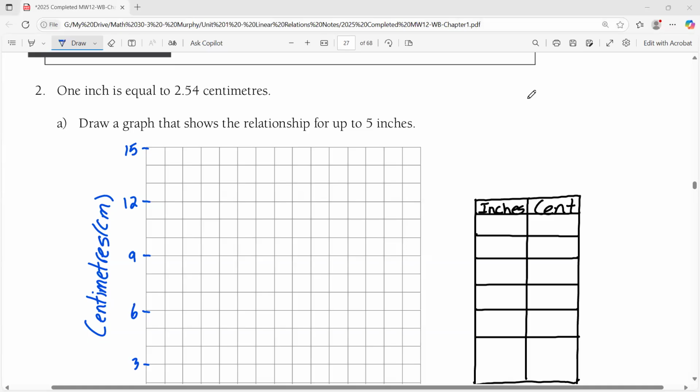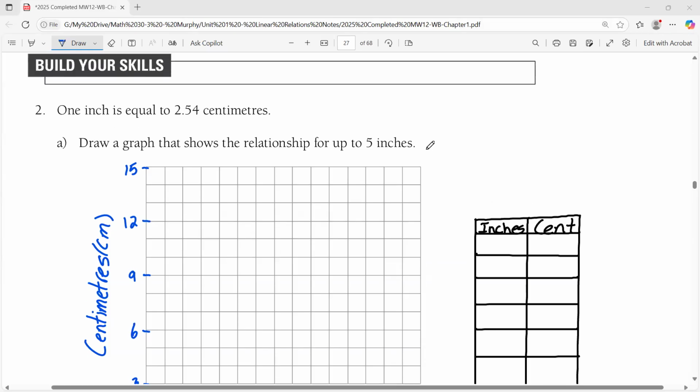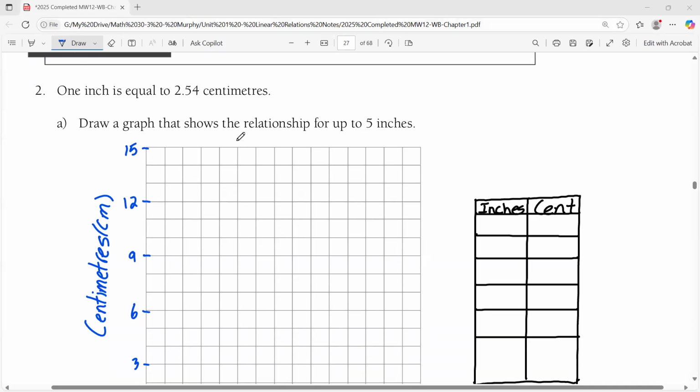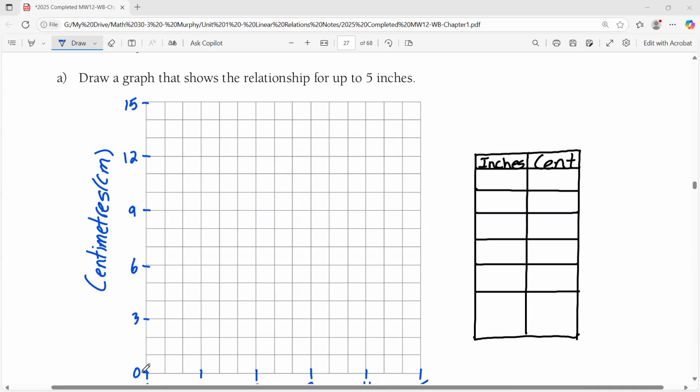Okay, this is Linear Relations Lesson 6, Part 2. I'm going to do the build your skills, number 2. So 1 inch is equal to 2.54 centimeters. And what we're going to do is draw a graph that shows the relationship between centimeters and inches, up to 5 inches. And what the graph will enable us to do is convert between centimeters and inches.